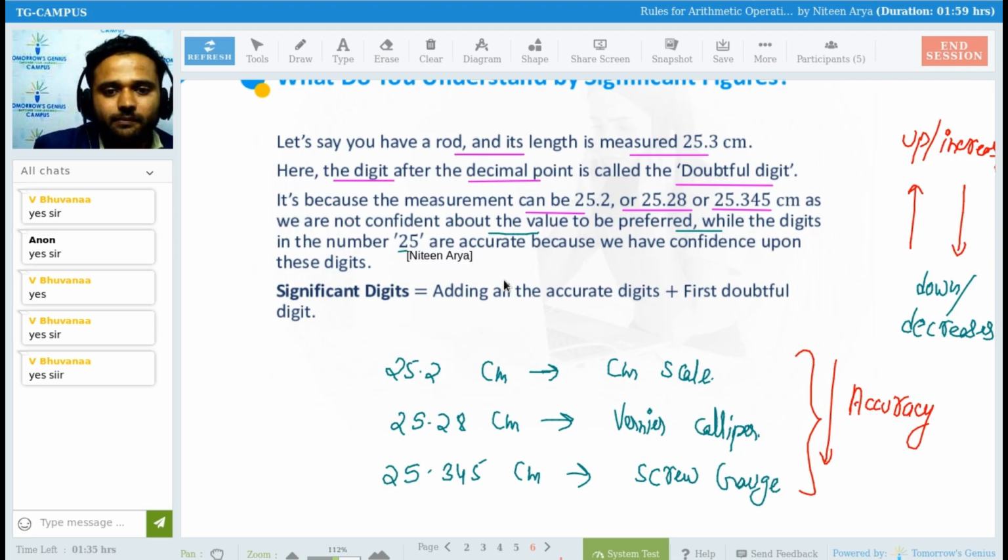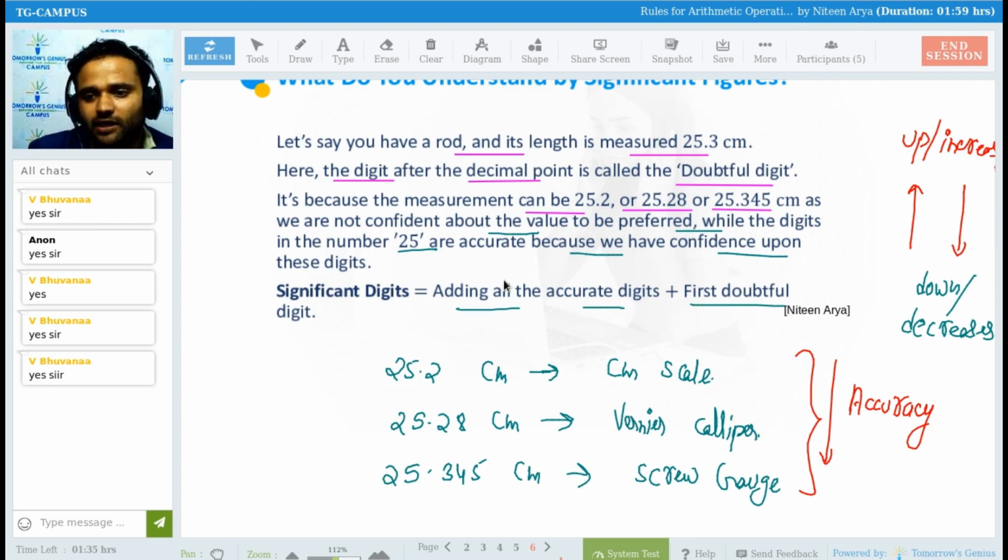While the digits in the number 25 are accurate, because we have confidence in these digits. So 25 is the confident one. Like yes, exactly 25 centimeter, but 25.2, 25.28, 25.345. So adding all the accurate digits plus the first doubtful digit is your significant figure or significant digits. Now here, as you can see, we have three significant figures.